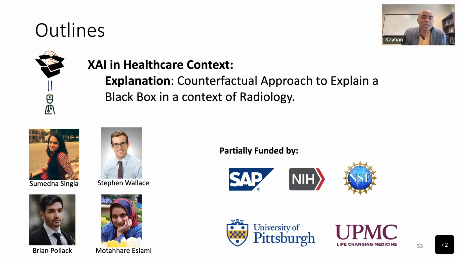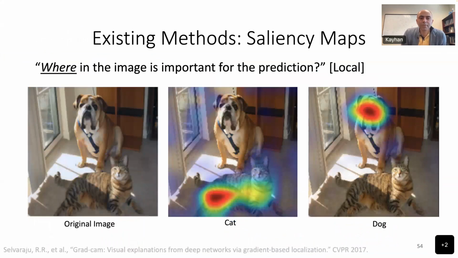So the next part of the talk is about model explainability. Model explainability is very important in the context of application of AI in healthcare, not only to gain trust by clinicians, but also to audit the model to make sure that it's not focusing on spurious features.